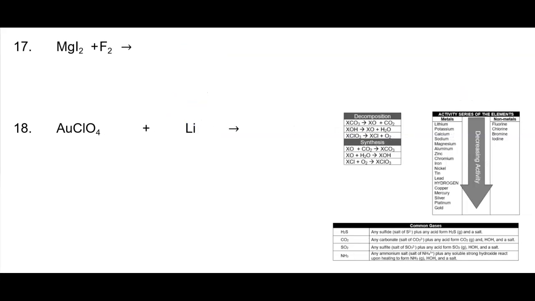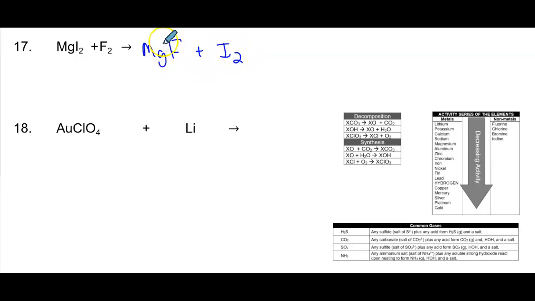Okay, number 17, I have a compound plus an element. I'm always checking here. It's not one of those. It's not any of these right here, so then it must be a single replacement. I need to see if it actually takes place. Who's alone is fluorine. Fluorine must be higher than iodine, and it is. So then magnesium goes with fluorine, and iodine goes by itself.